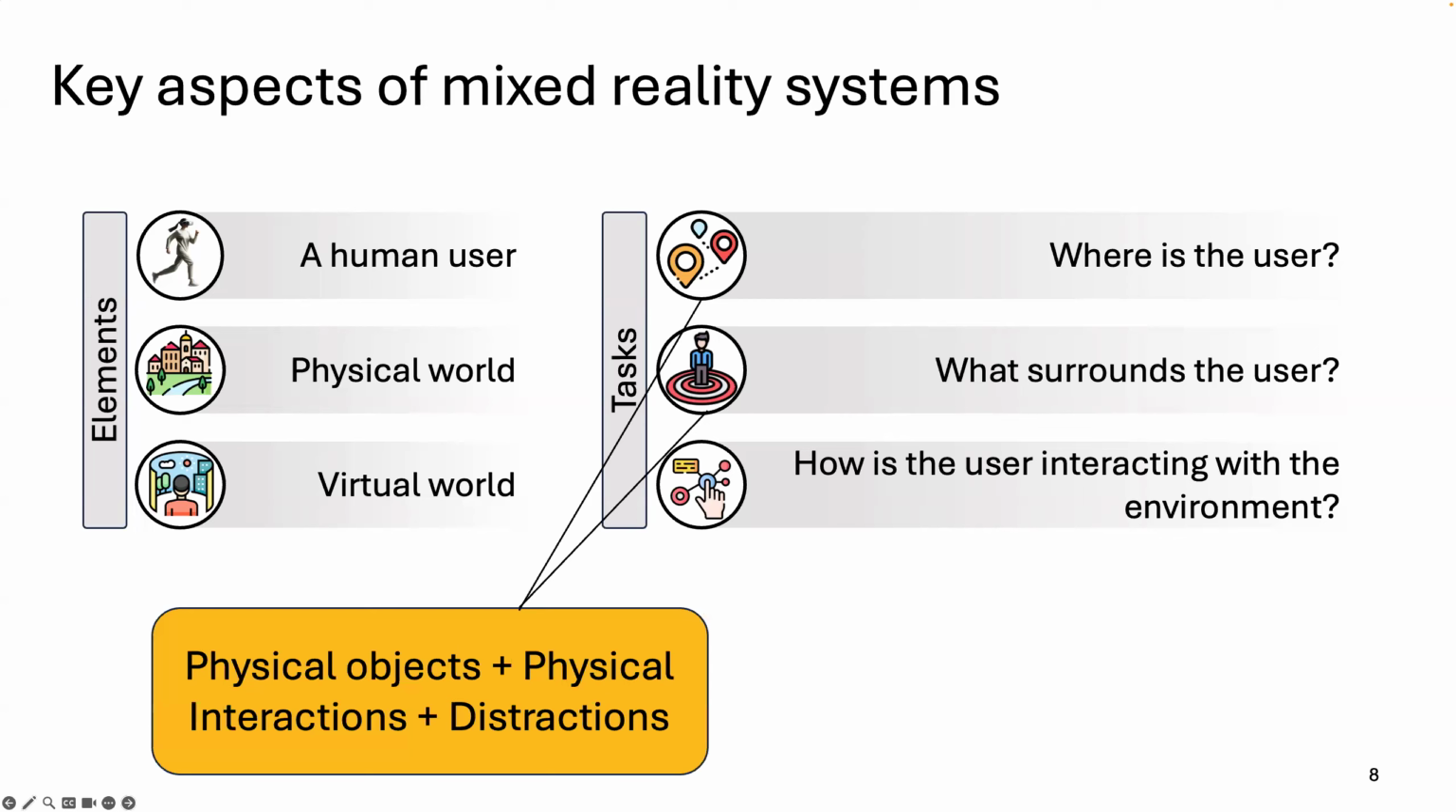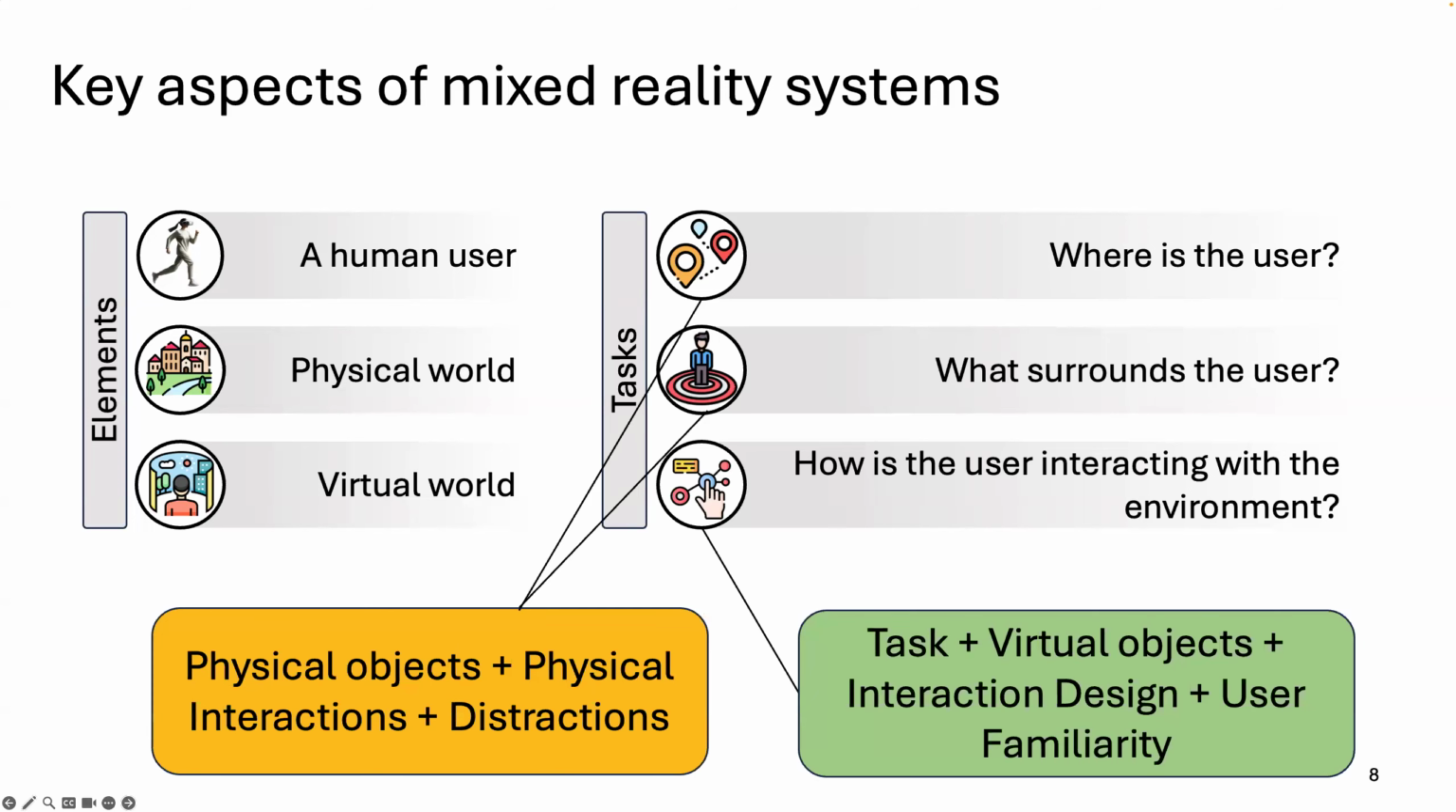The first two tasks are mainly related to where the user is, like what are the physical objects around the user, how physical interactions are being made, and is there any distraction in the room, like somebody physically entering the room where the user is experiencing virtual reality. And the last question is actually about how the user is interacting with this environment, how familiar the user is, how the visual objects are arranged, how the interaction is designed, and so on.